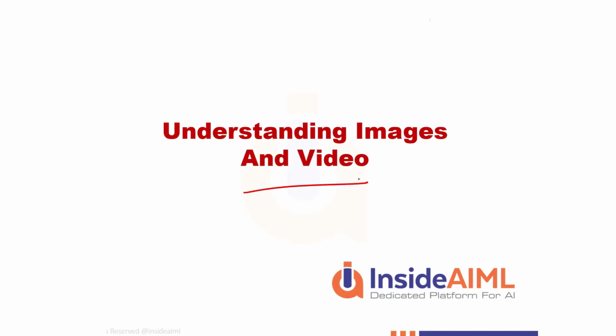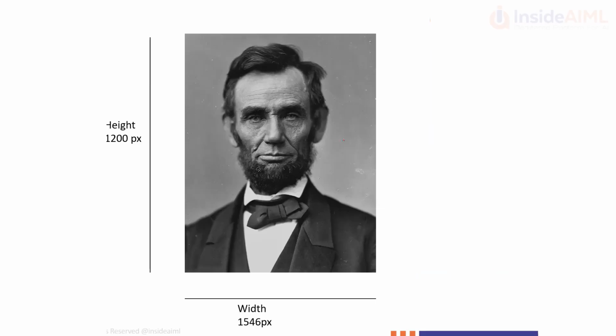Let's get started. So understanding images and video. Let's start. So this is a grayscale picture of Abraham Lincoln, former president of United States. So this shows that it's a 1200 pixel of height and 1546 pixel of width. So we would be dealing with that. So let's understand that this is an image. So what do you think, how would this image be formed? So this image is formed with adding 1200 pixels.